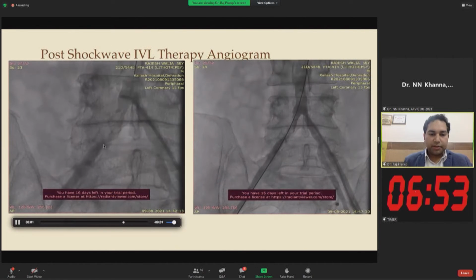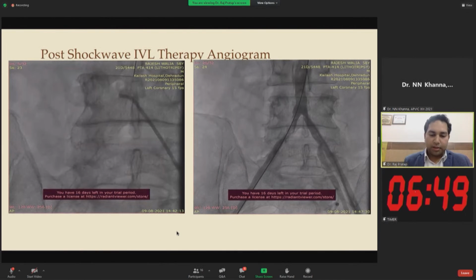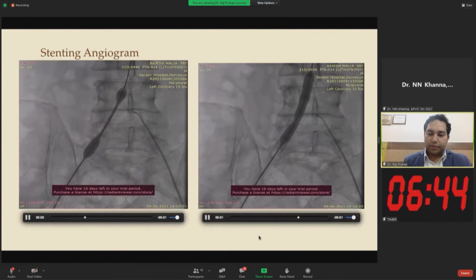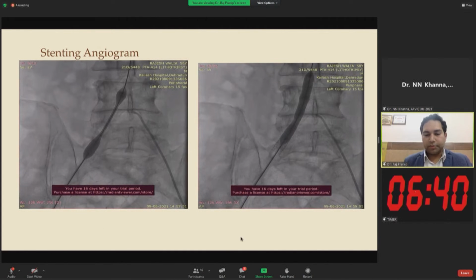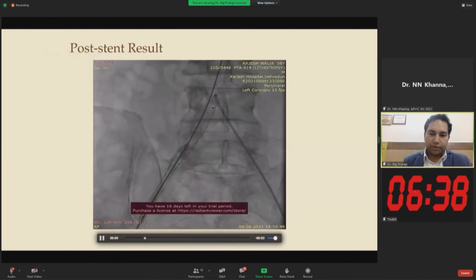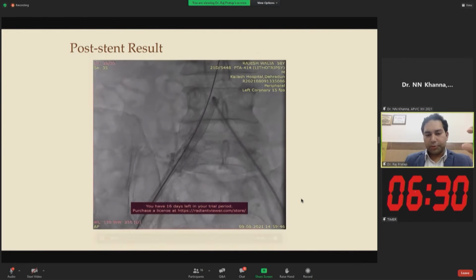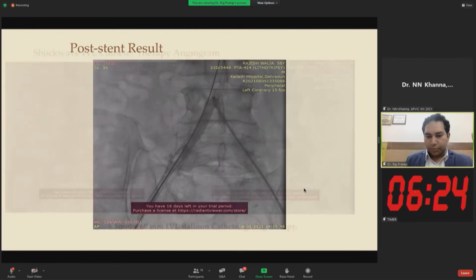So that is how it looked after the shock wave, and then we decided to put a balloon mounted stent. This was an 8 into 40 balloon mounted stent, which was deployed from the ostia of the common iliac, and we could receive a very good result out of it. As you can see, that stent is well expanded at both the ends, though slightly under in the middle portion. So we decided to post dilate it.